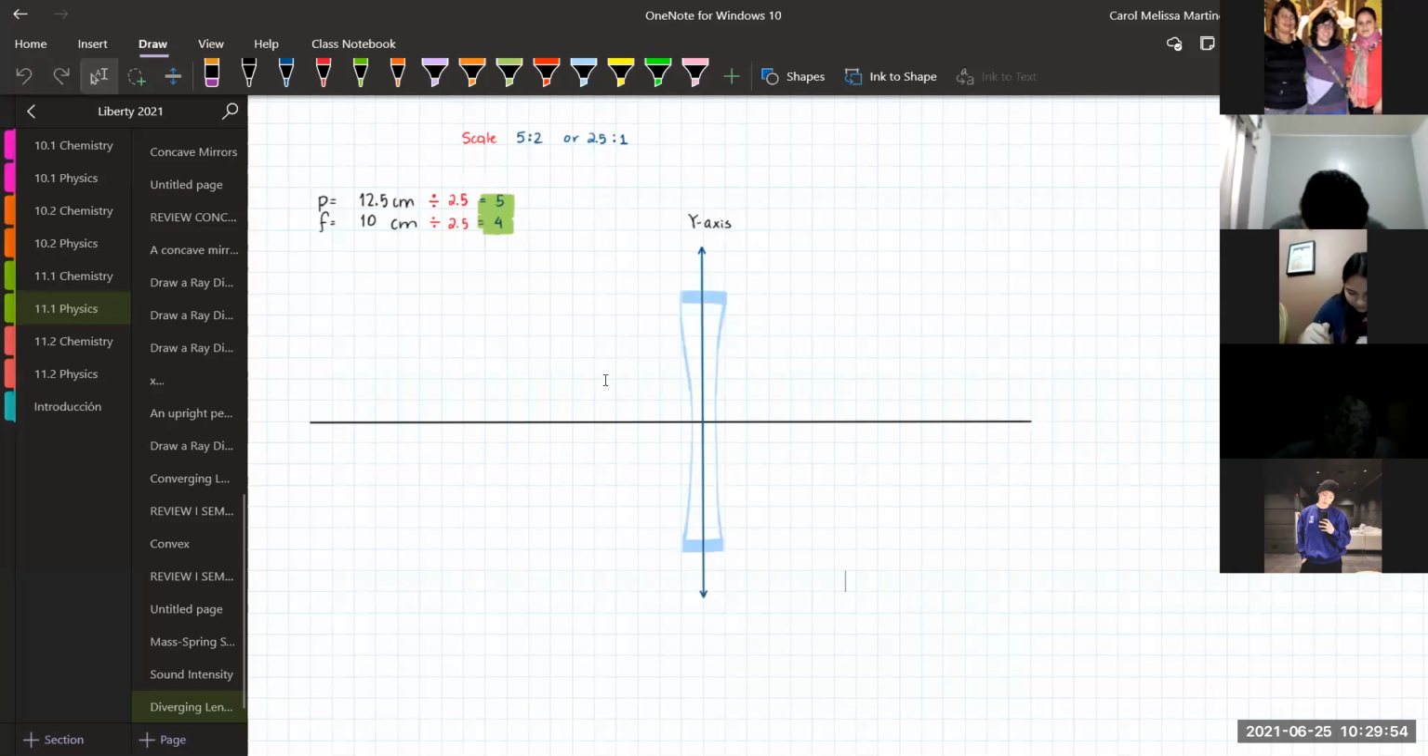Okay. Now let's see. I will place my object. Well, first I will locate my focals. 1, 2, 3, 4, 5, 6, 7, 8, 9, 10. At this point, I have my focal. In my case, it measures 10, but in your case, it will measure 4 centimeters. Remember that.